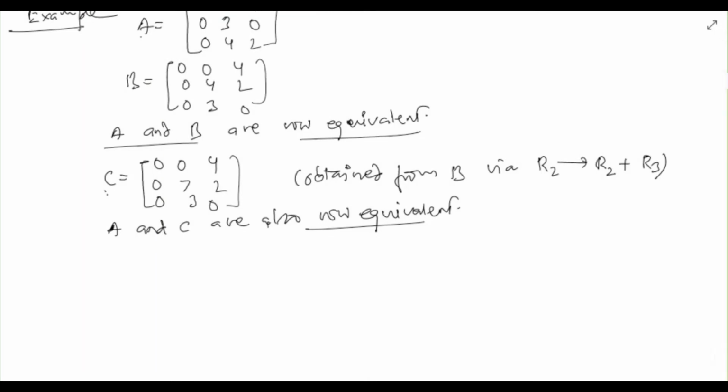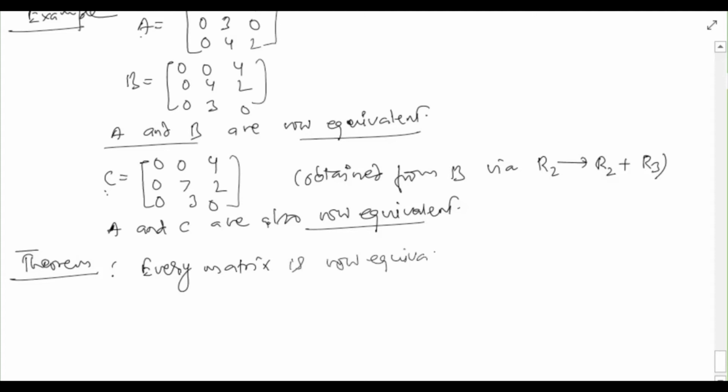Next we see a very important result which will prove to be quite useful in the remaining of the lecture, and I will state it as a theorem: every matrix is row equivalent to a unique row reduced echelon matrix.